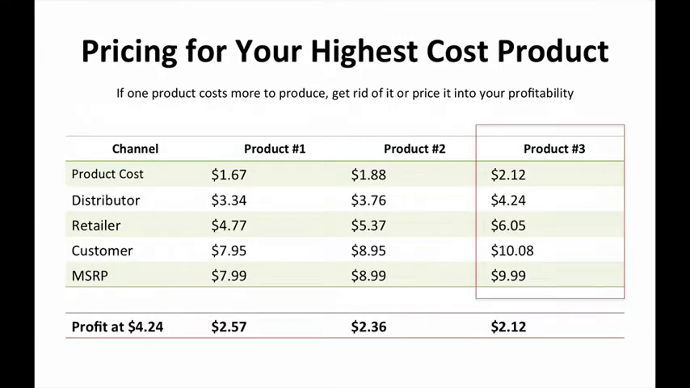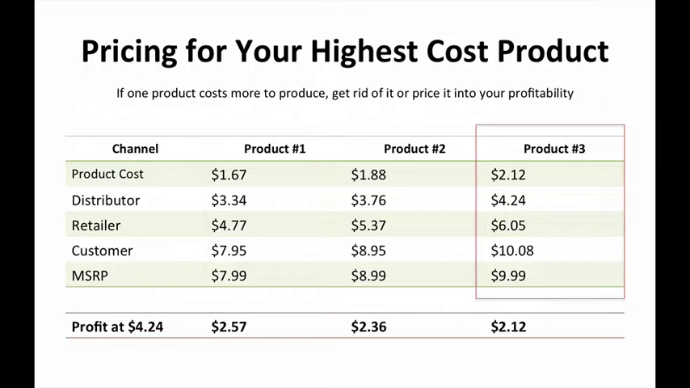And then we've got pricing for your highest cost product. Ultimately, if one product costs more to produce, get rid of it or price it into your profitability. There are a lot of food manufacturers who maybe have varying price points. Something hits the shelf at $6.99, something's at $8.99, something's at $7.99. It's really confusing to the customer. And while it may cost a little bit more, just price it in for your highest priced product that costs you the most to make, so that you may make a little bit less profit on that high item and a little bit more profit on your lower priced items.